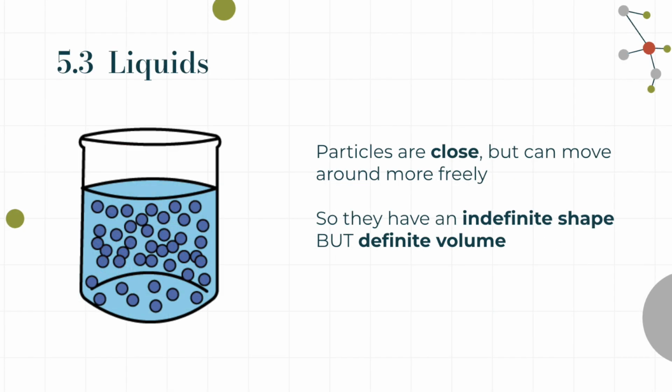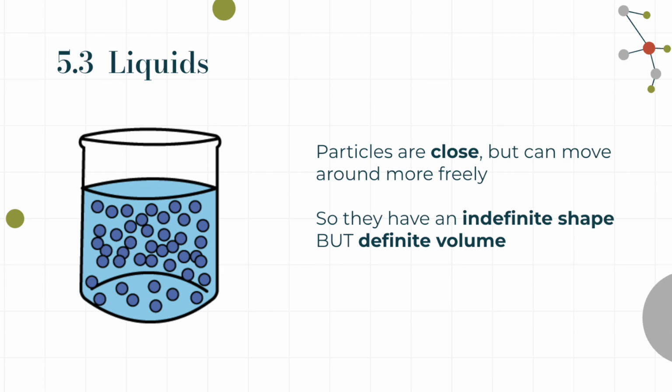Next, 5.3 on liquids. As can be seen in the picture, these particles are close, but they can move around much more freely than the particles in solids. And as such, this allows liquids to take the shape of their container while still having definite volume. So, liquids have indefinite shape, but definite volume.